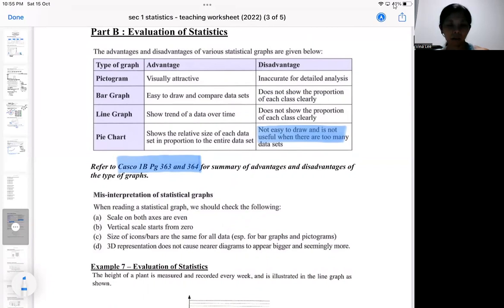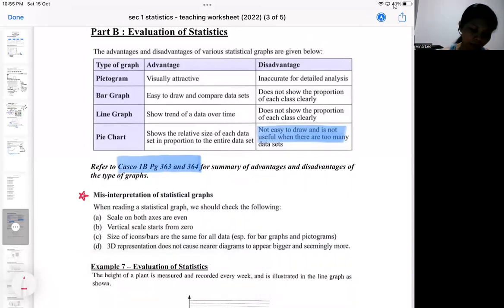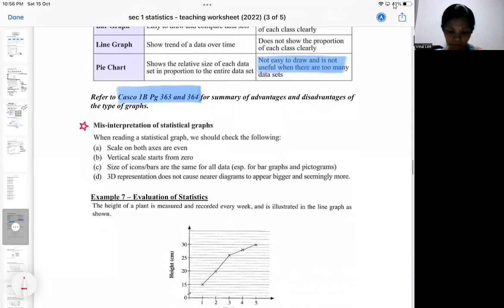For this category of question, you'll be asked why certain statistical graphs are misleading. This part is important. You'll be asked how come the bar chart is misleading, and so on. So these are the few things that you check. For example, the first thing is to check that the scale on both axes is uniform. Actually, I'm going to cancel the word 'even' and change it to 'uniform'.